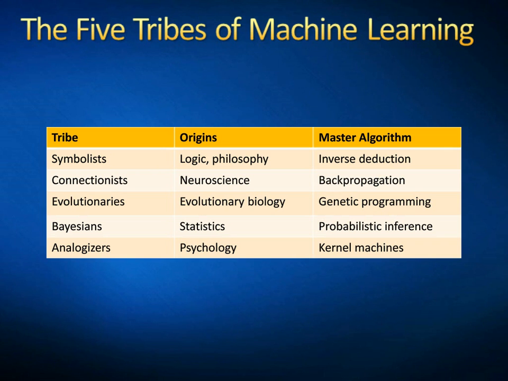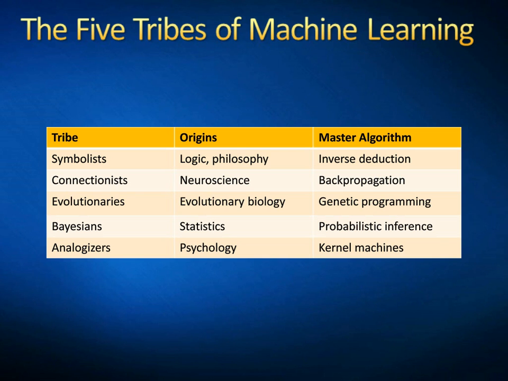So, for example, the first tribe, the symbolists, they're the ones who do knowledge discovery by filling in the gaps in your knowledge. Their origins are in logic and philosophy. They're the most computer sciencey of the five tribes, if you will. Each of these tribes has its own master algorithm, meaning a general purpose learner that can, in principle, learn anything from data.